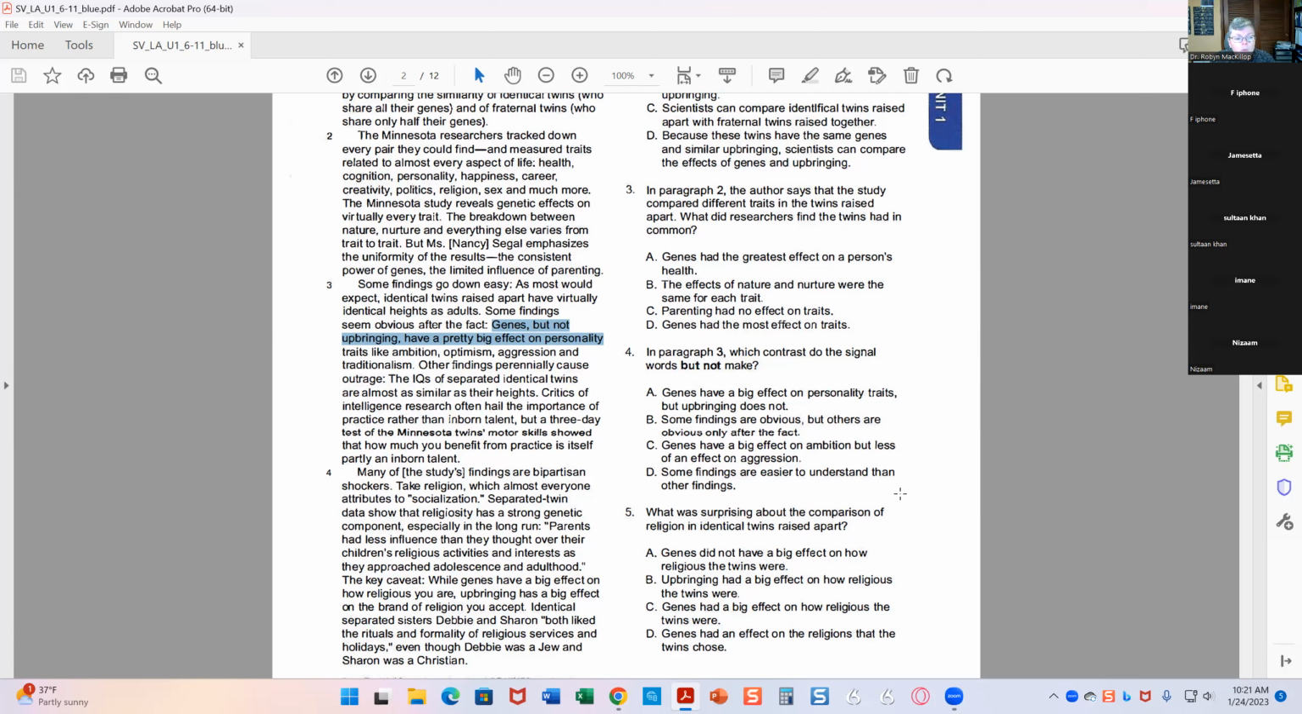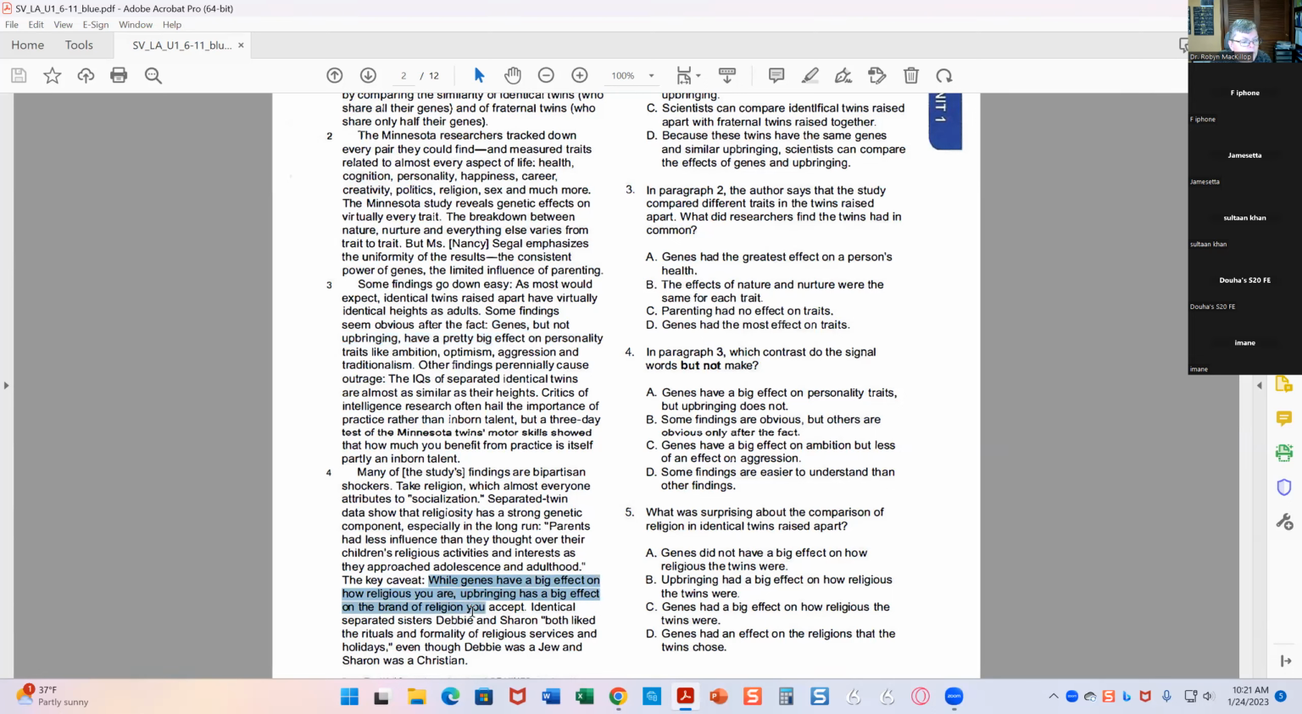And then the last one, what was surprising about the comparison of religion in identical twins raised apart? And that'll be in paragraph 4. Was it that genes did not have a big effect on how religious the twins were, or upbringing had a big effect, or genes had a big effect, or genes had an effect on the religions that twins chose? Very similar answers, just slightly nuanced. One makes sense. B. So upbringing had a big effect on how religious the twins were. Yeah.